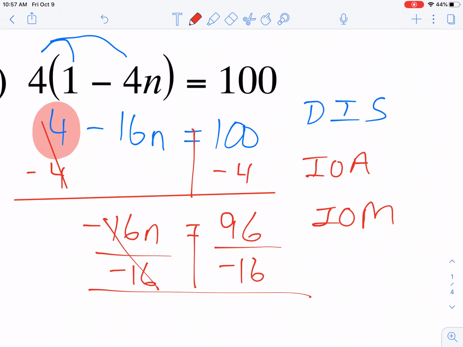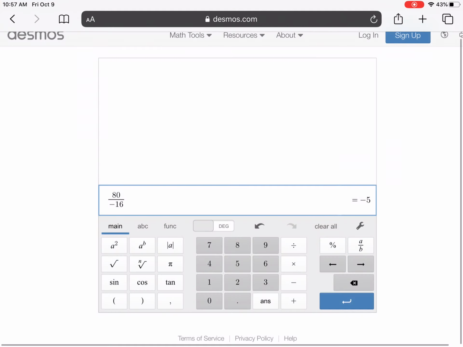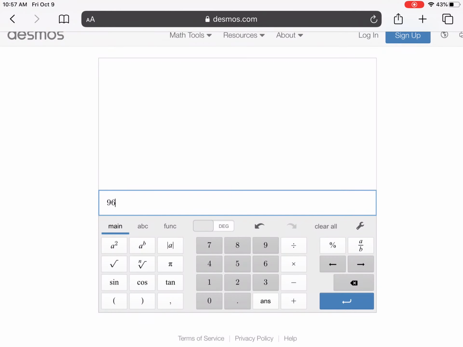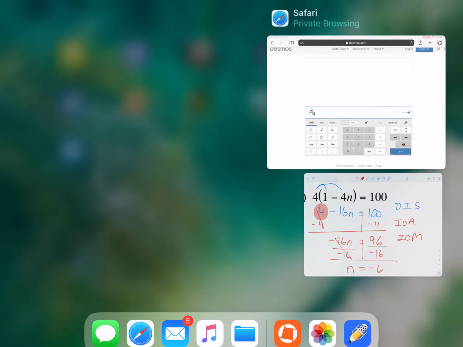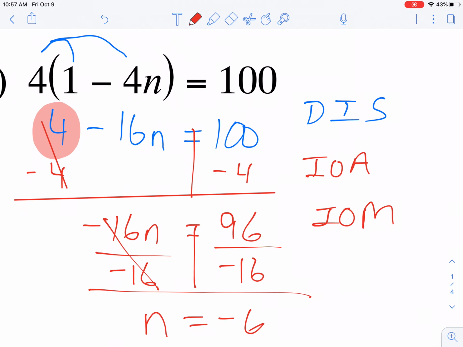The negative 16s will cancel each other out. N drops down. Equal sign drops down. 96 divided by negative 16 is negative 6. And you can check that with Desmos. You got 96 divided by negative 16 should get you negative 6. I'm only going to enter negative 6 into the canvas as the answer.